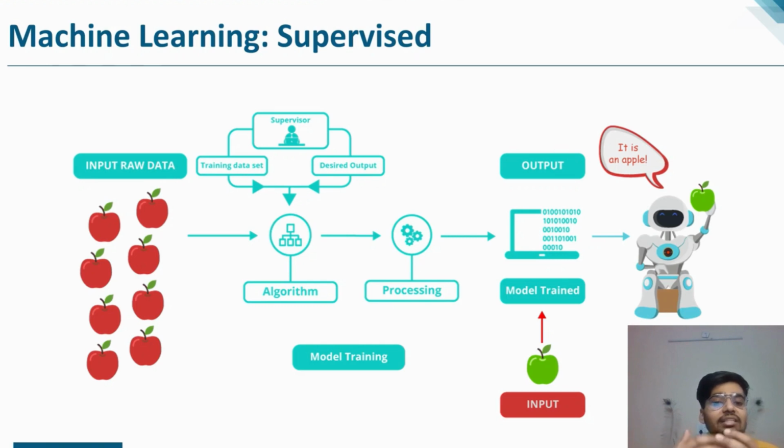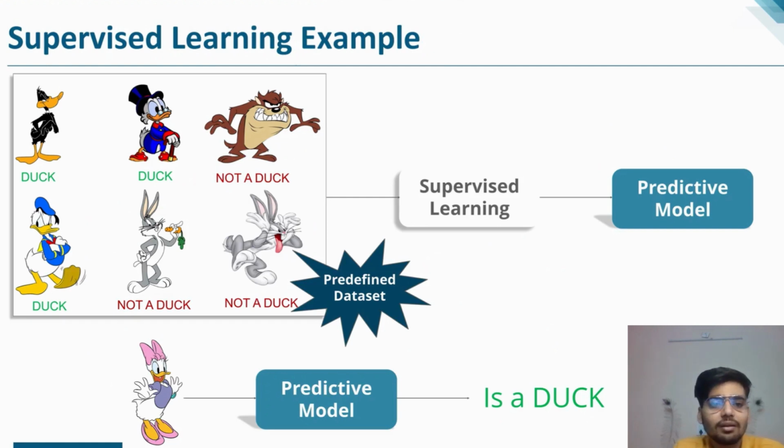Similarly, here the supervisor gives us all the valid decisions. In this picture we have a duck and not duck. We make a model according to those labels, and with supervised learning we get a predictive model. When an input is given, according to that predictive model we give an output that it is a duck. This is how supervised learning works.